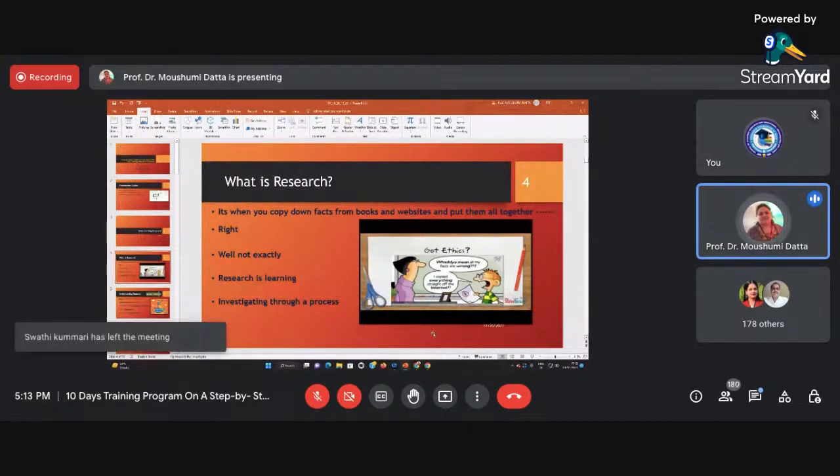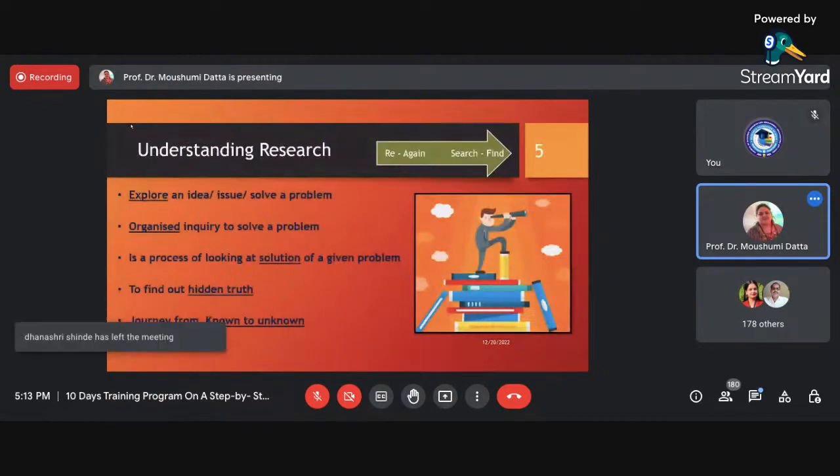Research is a learning. Research is a process. So when we find the solution to a particular problem through a process, it is known as research. If we want to understand research, we have to do it again and again. It's not that you just go out, find a solution to something and call it research. In research, you are exploring an idea. You are dealing with an issue. Most important, in research, you are solving a problem.